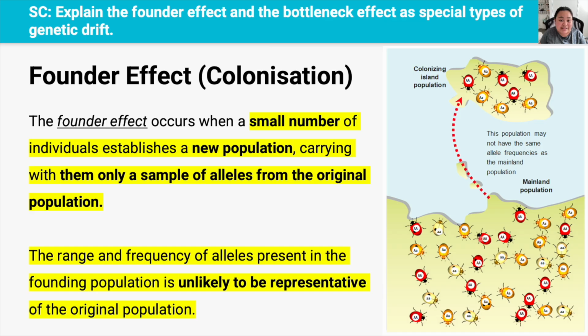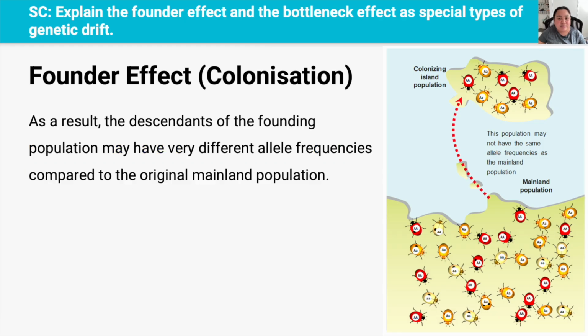Some alleles will be less frequent, others will be more frequent, and some alleles in the larger original population may not be present in the founding population at all. As a result, the descendants of the founding population may have very different allele frequencies compared to the original population.